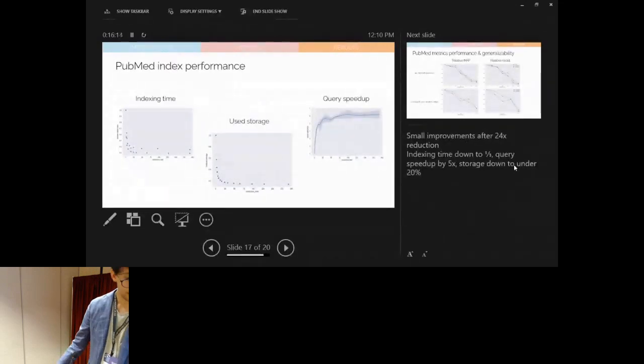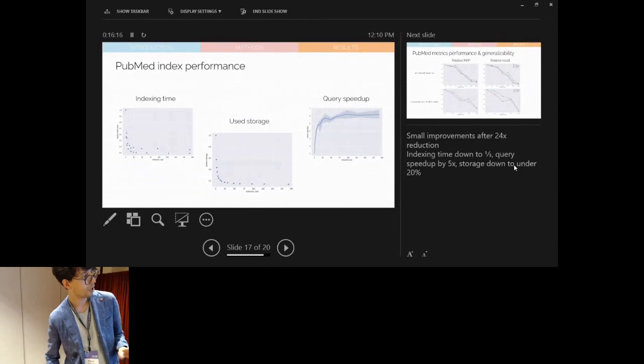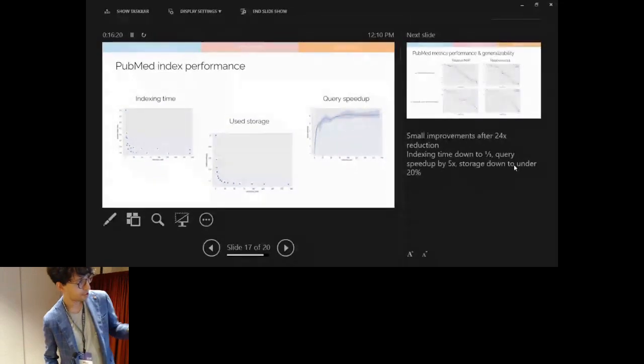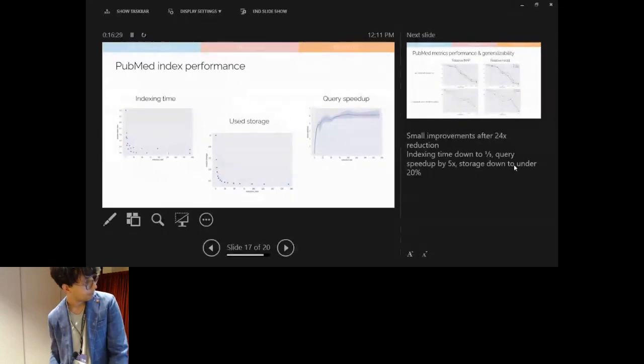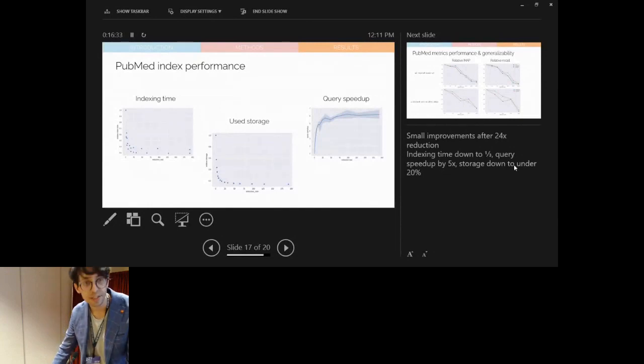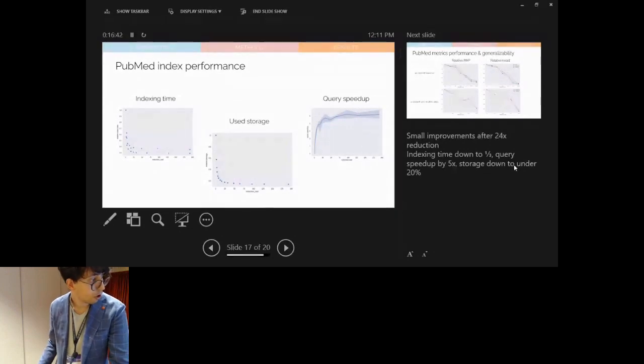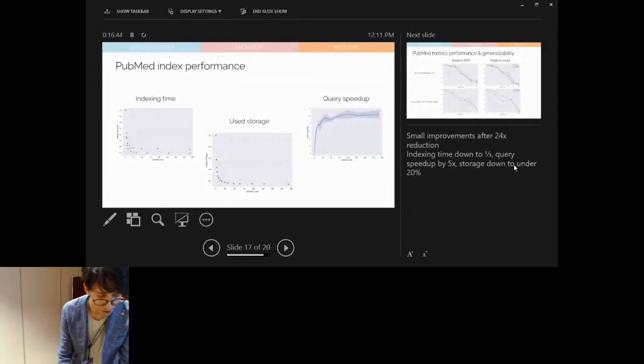And as for PubMed, first let's talk about the performance of the server. You can see that all of those graphs are elbow-shaped, and we stop gaining anything after going down to the 24 times reduction. But at the 24 times reduction, we managed to cut the indexing time down to 1/3. We speed up the query time by 5 times, and the storage is lower than 20% of the original.